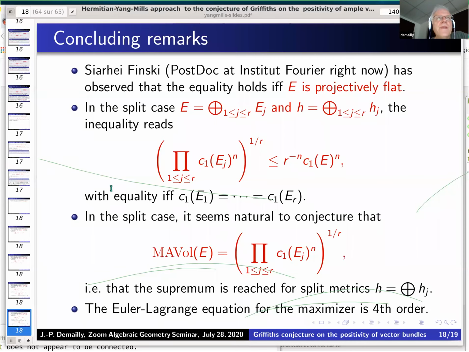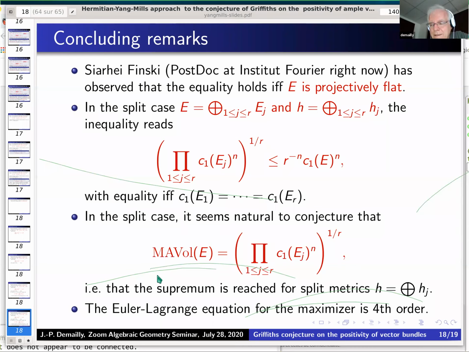So it's a very, very complicated equation that actually turns out to be the vector bundle analog of what is called the cscK equation. So in case you want to have Kähler metrics with constant scalar curvature, it's well known that you reach a 4th order equation. And that's exactly the Euler-Lagrange equation that you get here, exactly the vector bundle analog of the cscK equation for the existence of constant scalar curvature metrics.